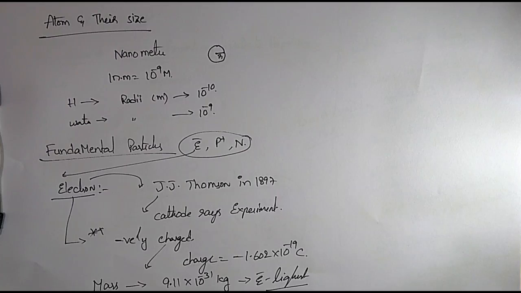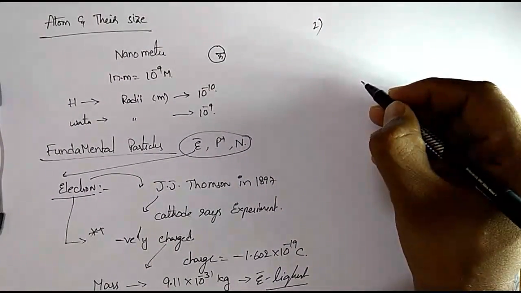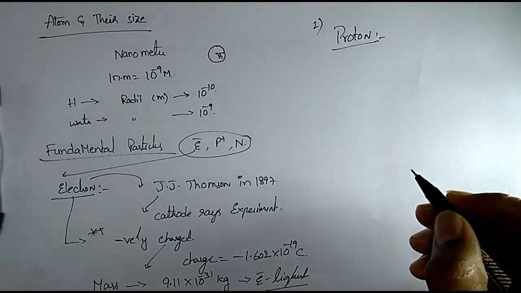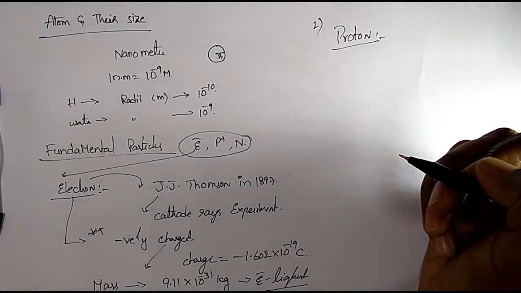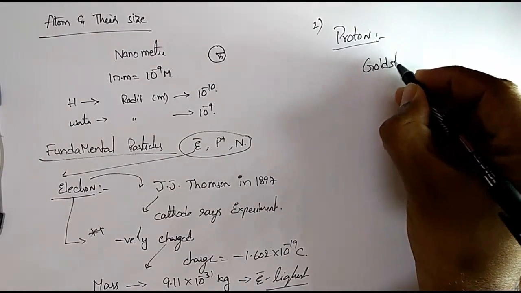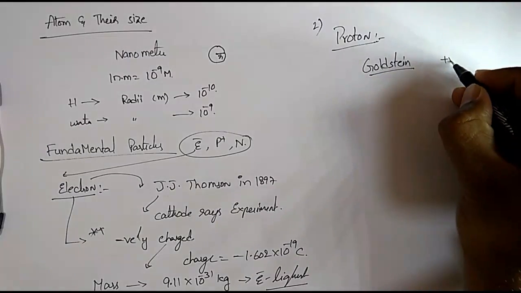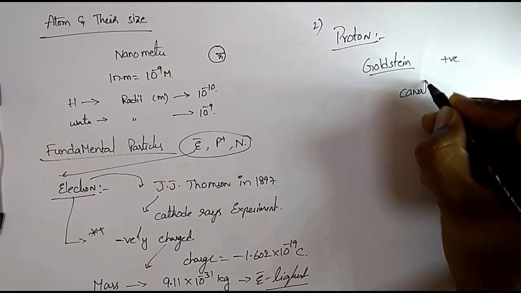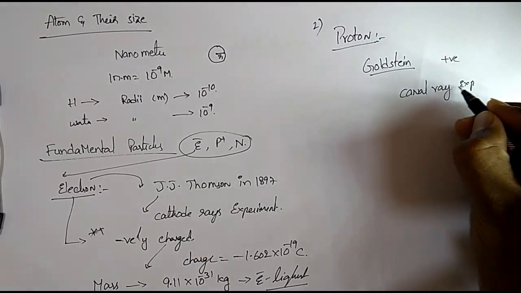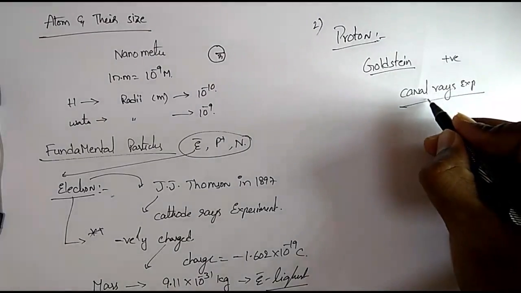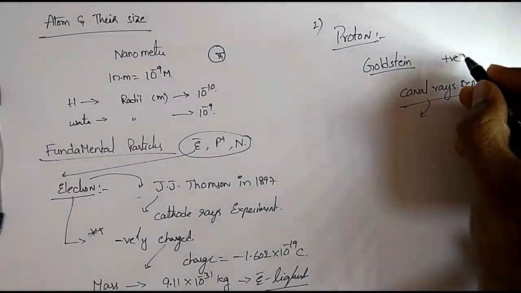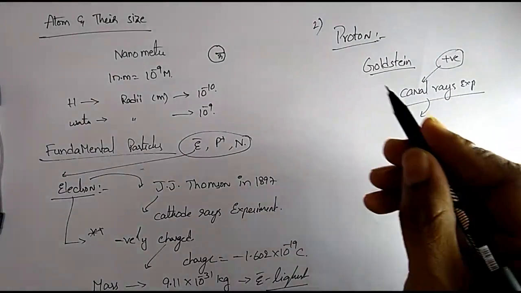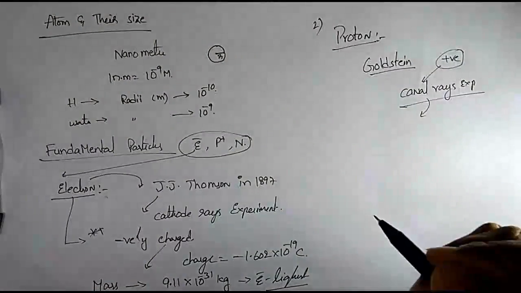Lightest one. Okay. And the second fundamental particle, proton. Here, the famous scientist Goldstein observed positively charged particles in his canal rays experiment, and named them canal rays. But he did not give the exact idea of these positively charged particles.